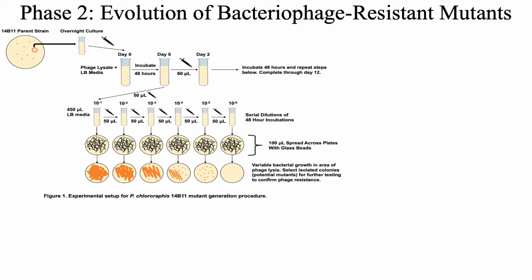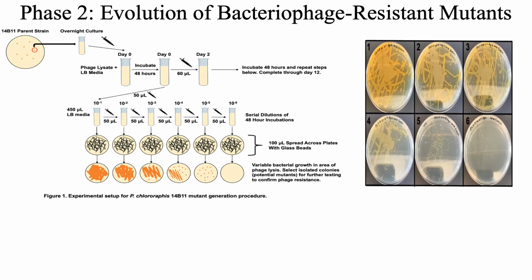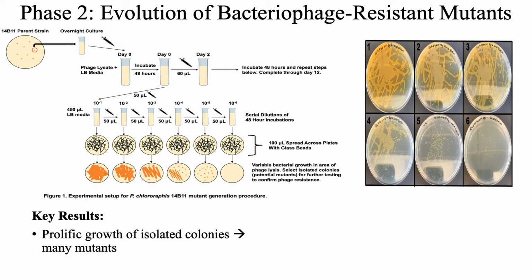Then, a small portion of that was taken, diluted across multiple factors, and then plated and allowed to grow overnight. The results of these dilution plates can be seen here, with 1 being the most concentrated solution and 6 being the least concentrated solution. As you can see, the bacterial growth varies from very dense to just isolated colonies. The growth of these isolated colonies of bacteria infers that this bacteria can grow in the presence of the bacteriophage, making it a potential phage-resistant mutant.